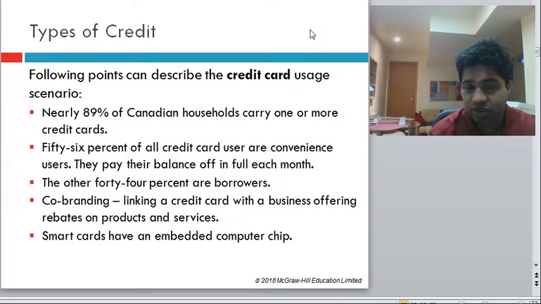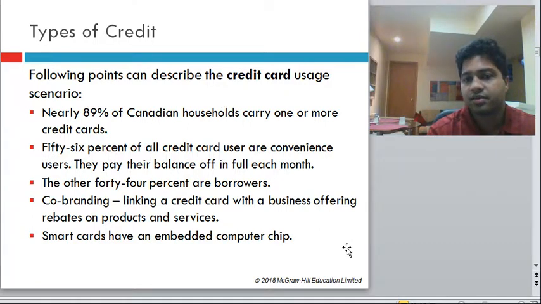So this is very important. You pay off your balances. The other 44% are borrowers. Co-branding is linking a credit card with a business offering rebates on products and services. This means all of us have experience with it. You get certain points on shopping. You can have travel points, cashbacks, or certain other points like Scene cards that you can use for watching movies. So whenever you shop, you can get certain points.